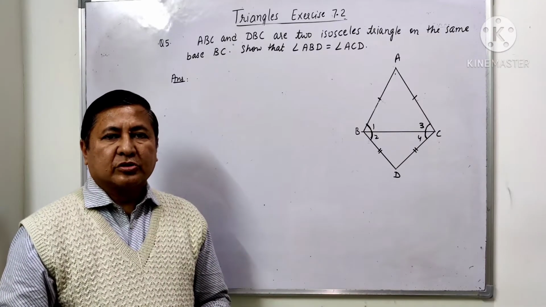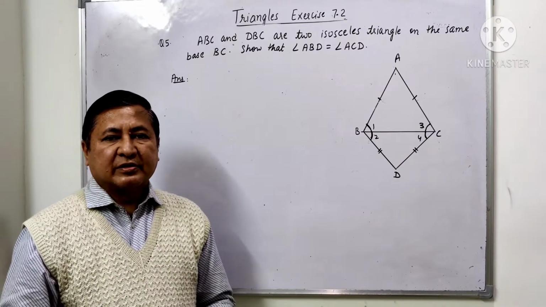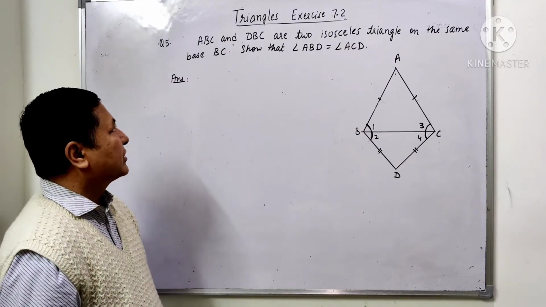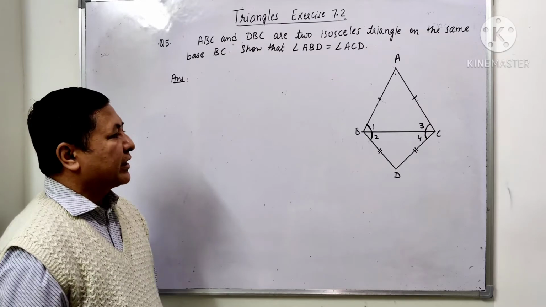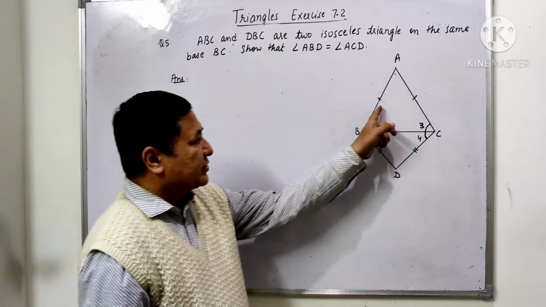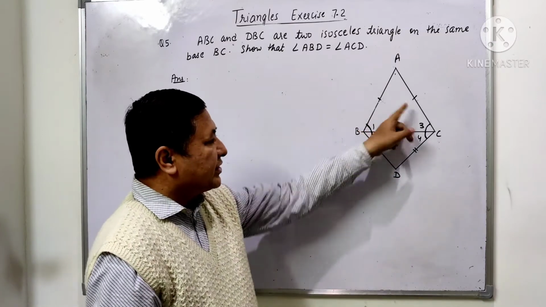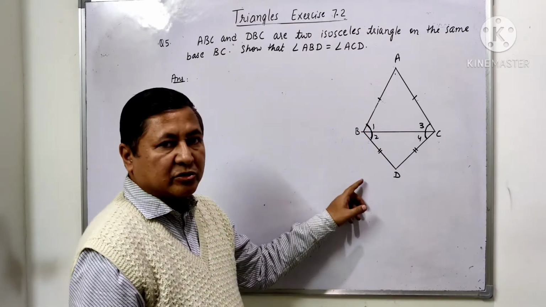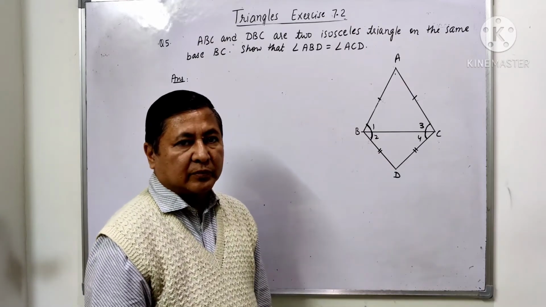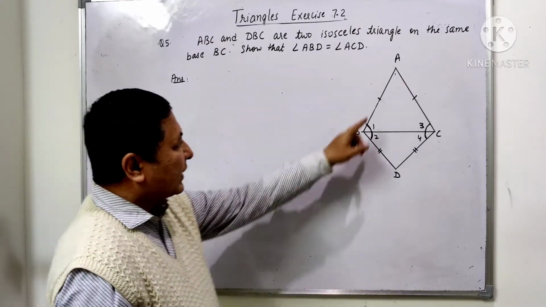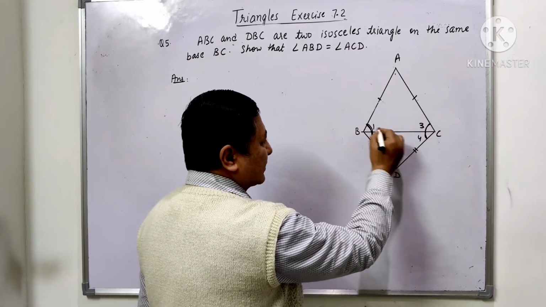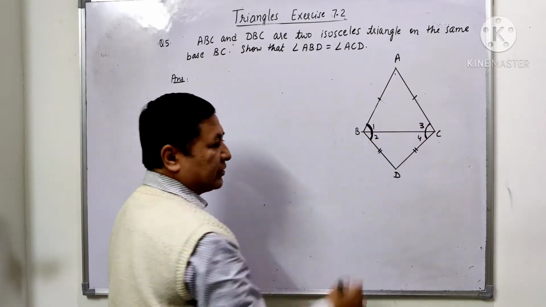Now let us solve the next question of exercise 7.2. ABC and DBC are two isosceles triangles on the same base BC. Show that angle ABD is equal to angle ACD. It is given in the question that ABC is an isosceles triangle where AB and AC are equal, and DBC is also an isosceles triangle in which DB and DC are also equal. So we have to prove that angle ABD is equal to angle ACD.